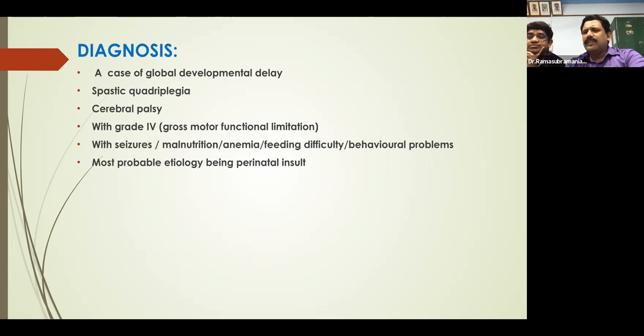So when will you start giving all these therapies? This child is a preterm delivery, 1.5 kg at birth, had a stormy neonatal period. So how early can you identify, and when will you start physiotherapy and therapies for this child?